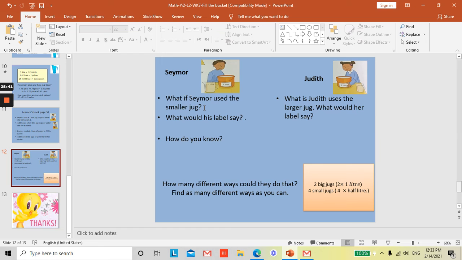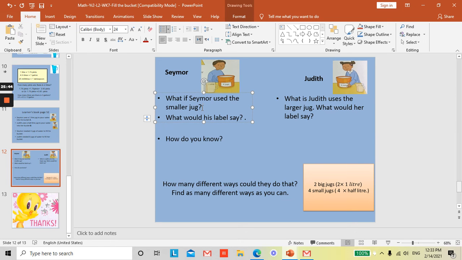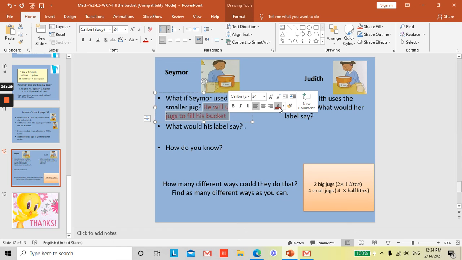He will use 8 jugs to fill his bucket. To fill his bucket, he will use 8 jugs.